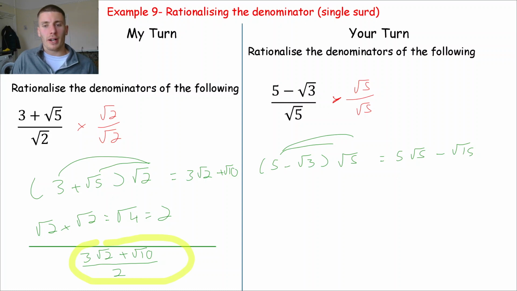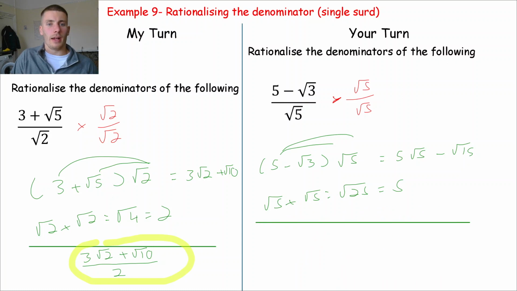Good. And then the bottom part, we've got root 5 timesing it by root 5, which of course is equal to root 25, which is equal to 5. Good. So then overall, the top part was equal to 5 root 5 take away root 15, over the bottom part, which is equal to 5.